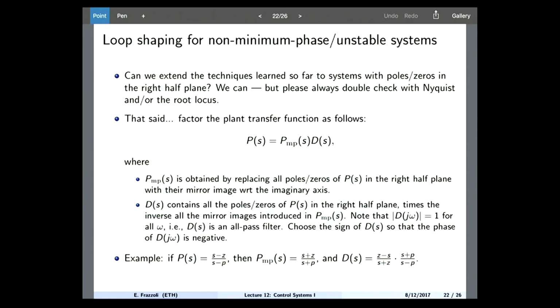Well, I would just say the minimum phase version of P is (s plus z) over (s plus p). You see what I'm doing? I'm just moving the zero from z to negative z, and then moving the pole from p to negative p. Of course, in order for this to work, I need to multiply by this function D of s, such that this will cancel with this, and this will cancel with this, and then what I'm left with is exactly my original transfer function. So I'm just rearranging things.